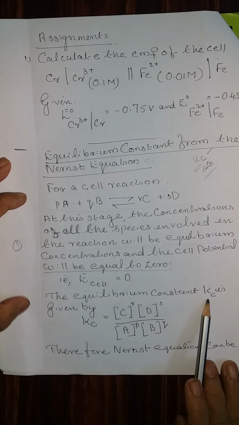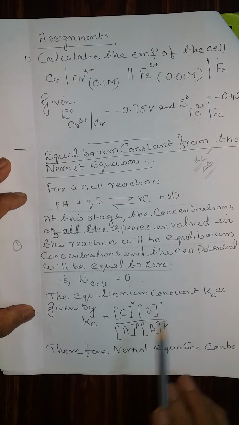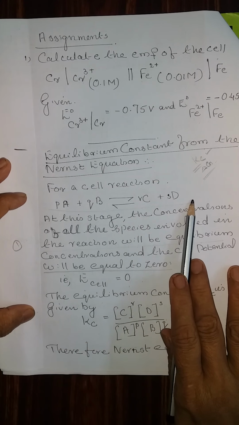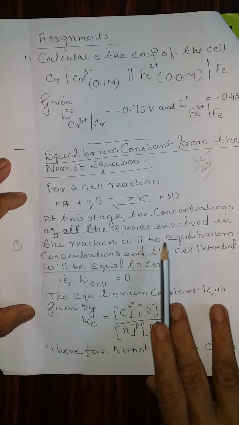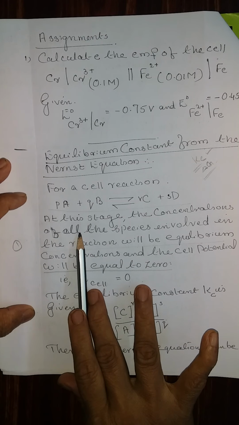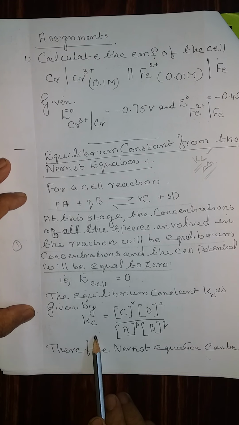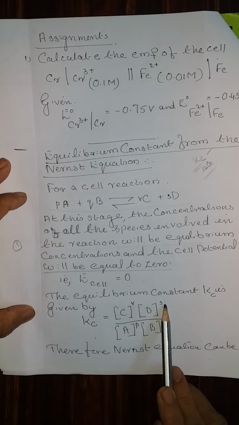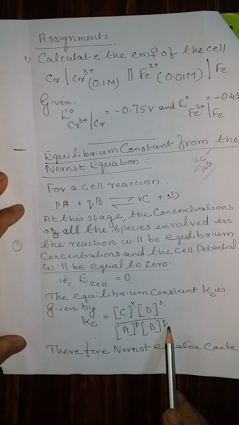The equilibrium constant Kc, for any chemical reaction, is the concentration of the products raised to the power of their stoichiometric factors divided by the concentration of the reactants raised to the power of their stoichiometric factors. Therefore, Kc is equal to C raised to the power r, D raised to the power s, over A raised to the power p and B raised to the power q.